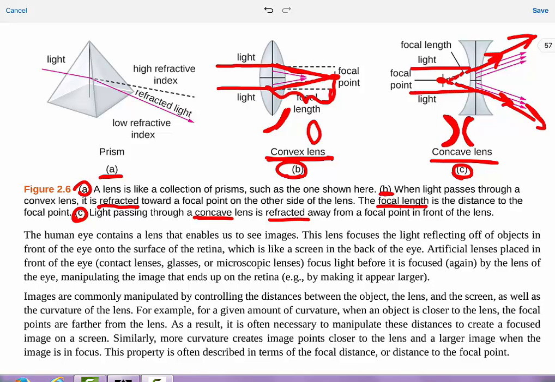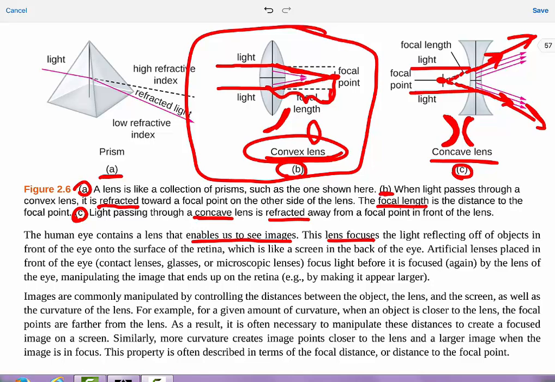So the human eye contains a lens, a convex lens, that enables us to see images. This lens focuses the light reflecting off of objects in front of the eye onto the surface of the retina, which is like a screen in the back of the eye. So if we're looking at this, for example, as our convex lens, this is a good example right here of what the lens in the eye looks like.